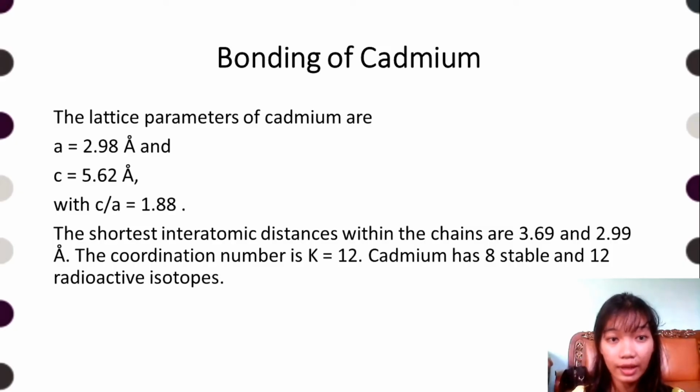Now, bonding of cadmium. The lattice parameters of cadmium are a equal to 2.98 Angstrom and c equal to 5.62 Angstrom, with c/a being 1.88. The shortest interatomic distances within the chain are 3.69 and 2.99 Angstrom. The coordination number is K equal to 12. Cadmium has 8 stable and 12 radioactive isotopes.